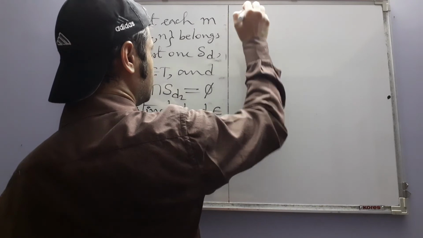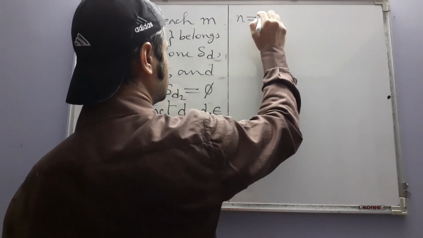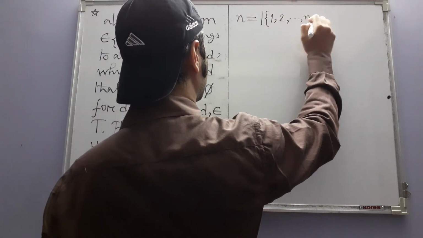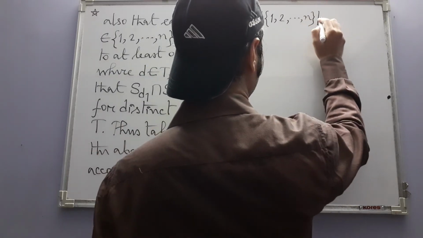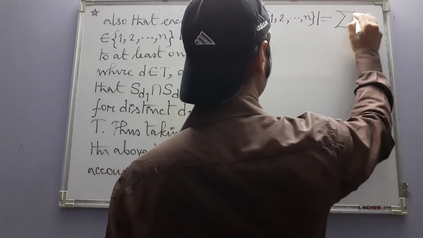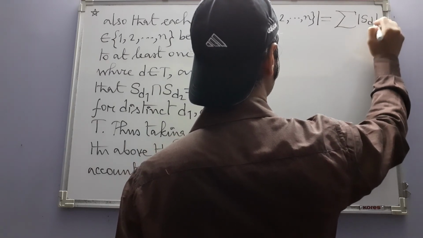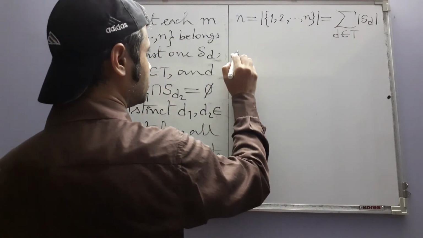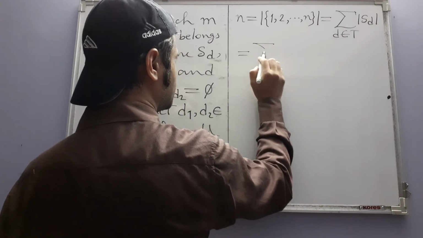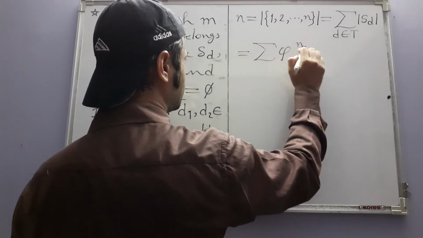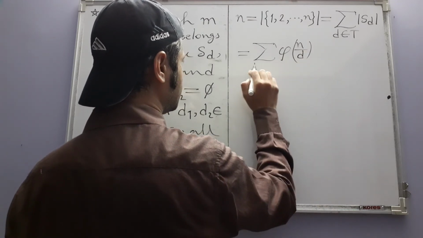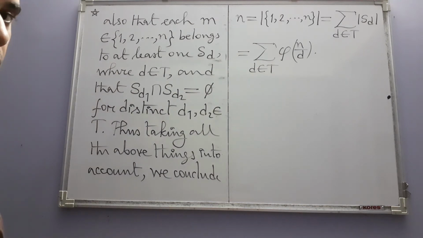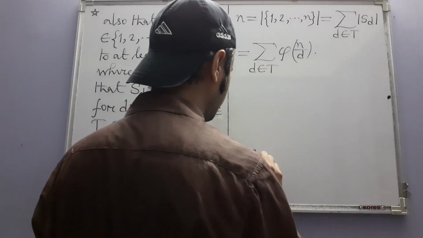That n, which is the cardinal, let me show these things in detail, at least here. This is equal to the summation of the sizes of SD as D varies over T, and we have already calculated the sizes. These are n divided by D. Okay, now let us go back to that example for once.